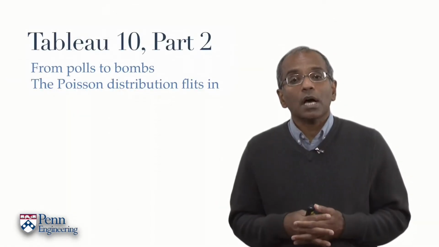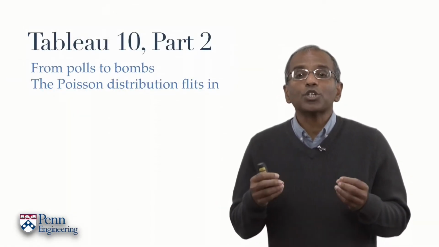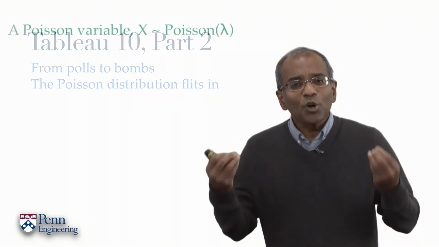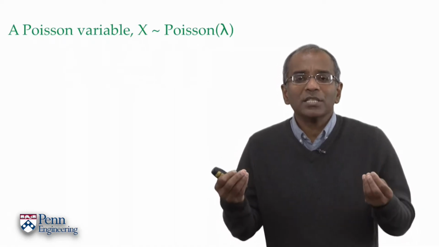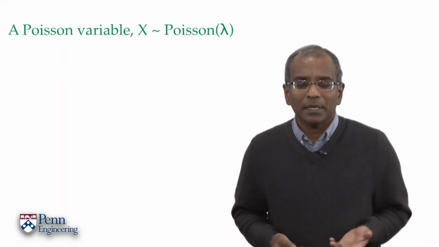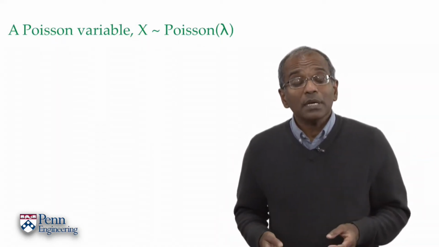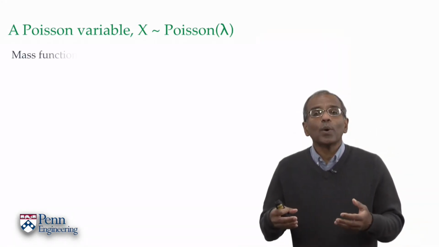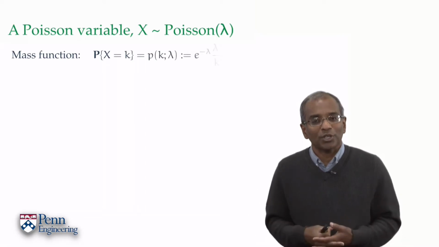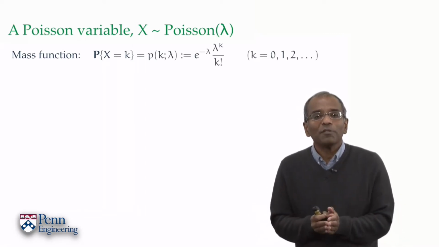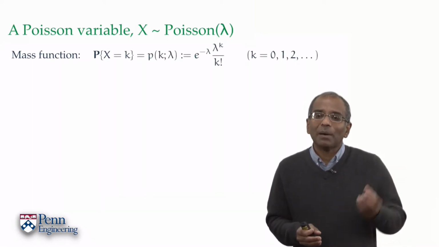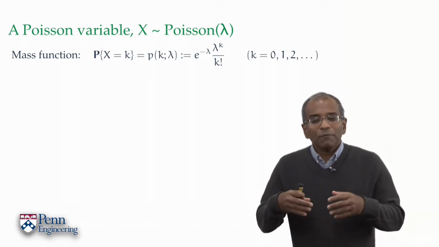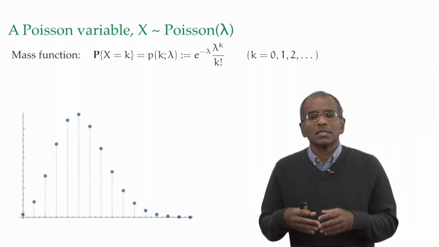The focus of this tableau was on the introduction of a new kind of chance variable, a Poisson variable with a fixed positive parameter lambda. This variable takes values in the non-negative integers in accordance with the Poisson mass function with probabilities p of k parameterized by lambda given in the Poisson form.